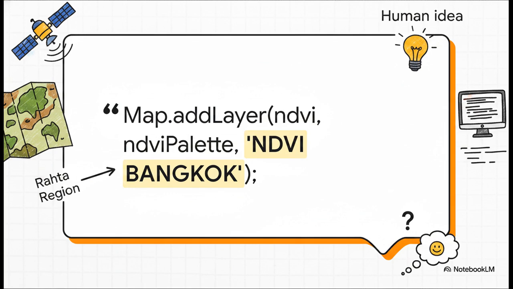We can so clearly see the human side of coding here, right? A stray developer comment playfully labeling this visualization Bangkok, even though our target area is very clearly the Rawhat region. It's just a great reminder that real humans, with all our little quirks and copy-paste errors, are the ones writing these insanely complex planetary algorithms.